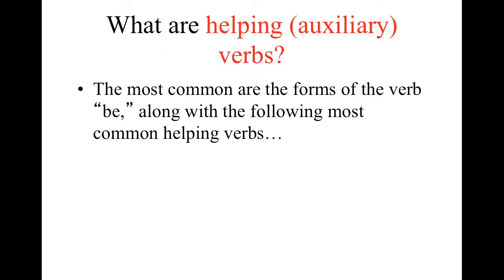So what are helping verbs? The most common form of helping verbs is the verb to be, but there are also some other common examples. Here's some to help you along the way.